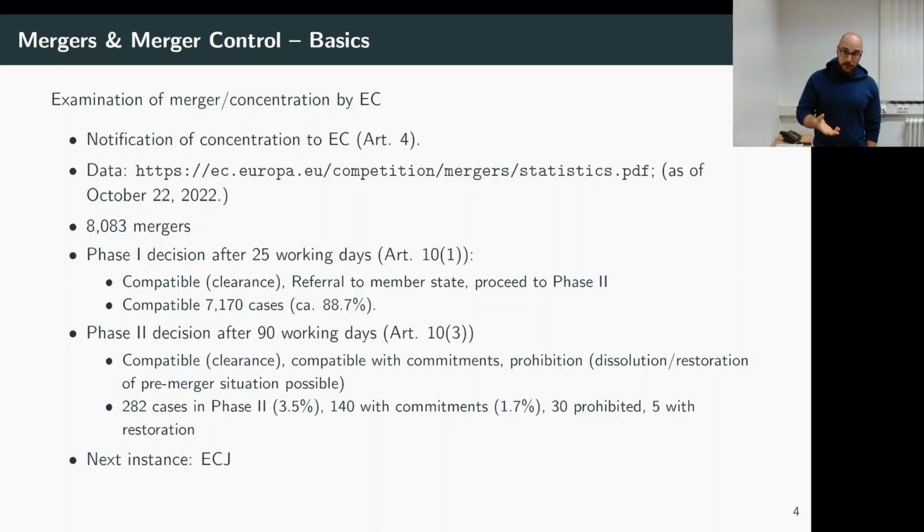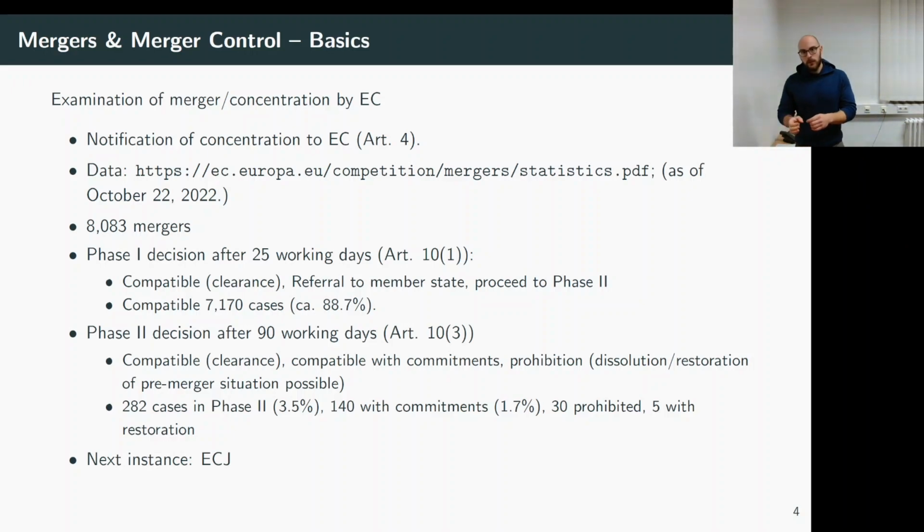And we have phase 1 decisions, so decisions that are taken within 25 workdays after notification, so relatively quickly. And we see that 170 cases, which is almost 90%, were decided in this phase 1. So most of the things happen immediately. Potential outcomes would be clearance, which basically means that the firms are allowed to merge, so no problems here. It could be referred to a member state, which basically means that it's not of community dimension, or we proceed to phase 2, right?